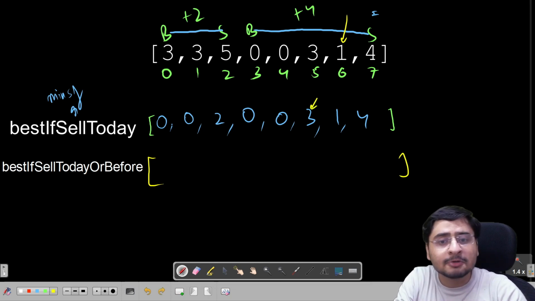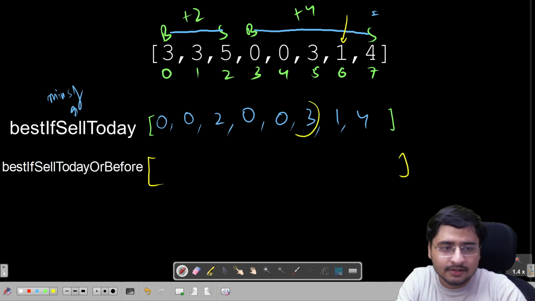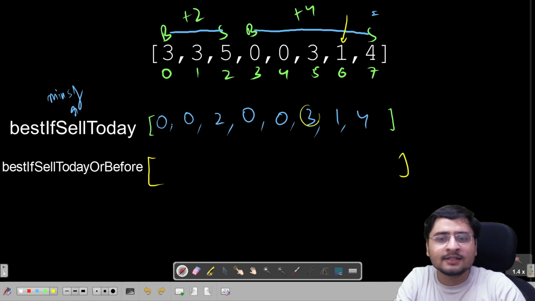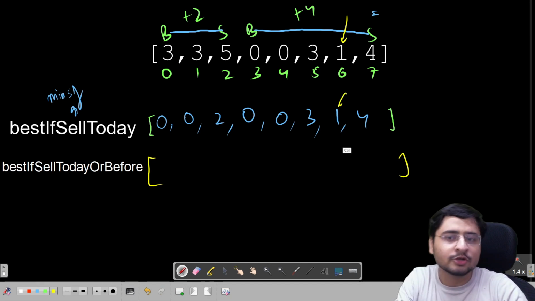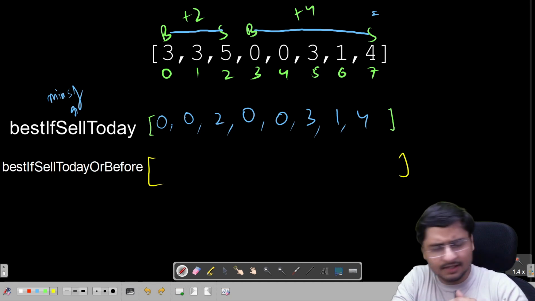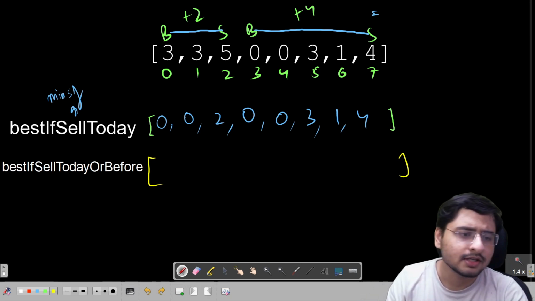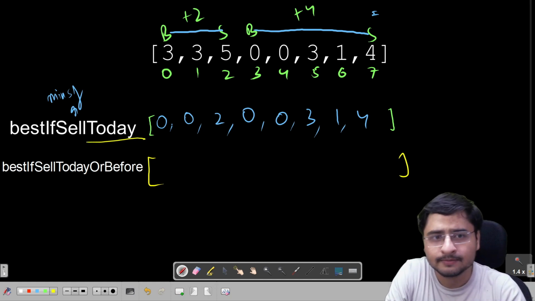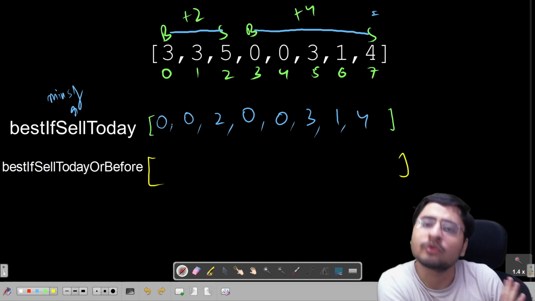Then I choose this particular day because this day is before me, right? And this is better if I want to sell, right? It's better than at least today. So what will this array contain? Let's create this array and then you'll get a hang of it. This array was strictly for today, and this array is for today or before.